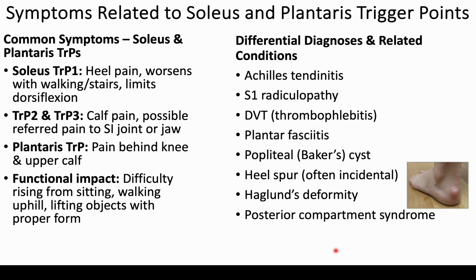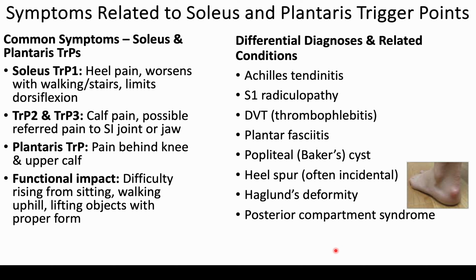So here are some symptoms that are related to the Soleus and Plantaris trigger points. Common symptoms of Soleus and Plantaris trigger points: as we discussed, heel pain that worsens with walking and stairs and limits dorsiflexion. So when someone is coming in to you for heel pain, that's when we've got to look at the soleus muscle. Trigger points 2 and 3 are mostly calf pain, possibly referred to the SI joint or even the jaw. Plantaris trigger points is mostly pain behind the knee. Functional impact: difficulty arising from sitting, walking uphill, lifting objects with proper form.